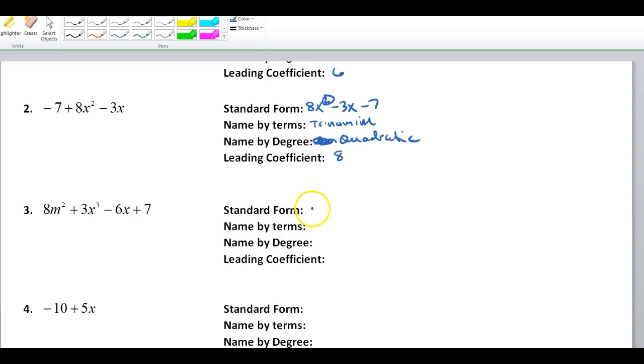Example 3, standard form, highest exponent is 3. So 3x to the third, followed by plus 8m squared, minus 6m, plus 7. 4 terms tells me it's a polynomial. And the name by degree, the highest degree is 3, therefore it would be a cubic, and the leading coefficient would be 3.